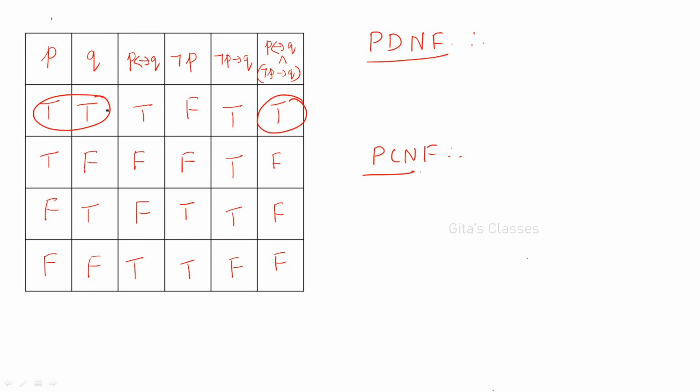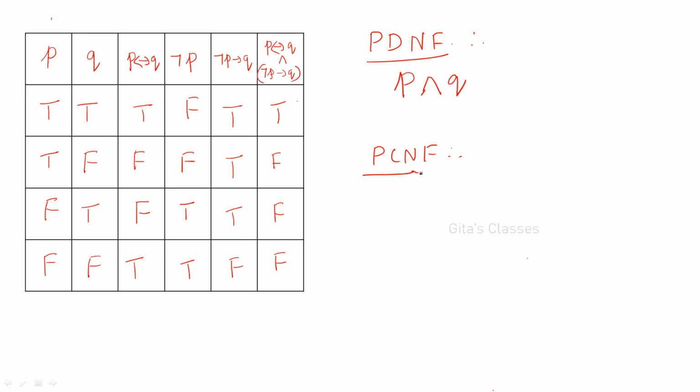Now we have both T and T. So we have P and Q. PDNF means what? Sum of min terms. So these are the min terms. Okay, for two variables, we will have 4 min terms. And now we have only 1. So we have only one T value in the last column. That is why you are considering only that row. So this is our PDNF, very simple.